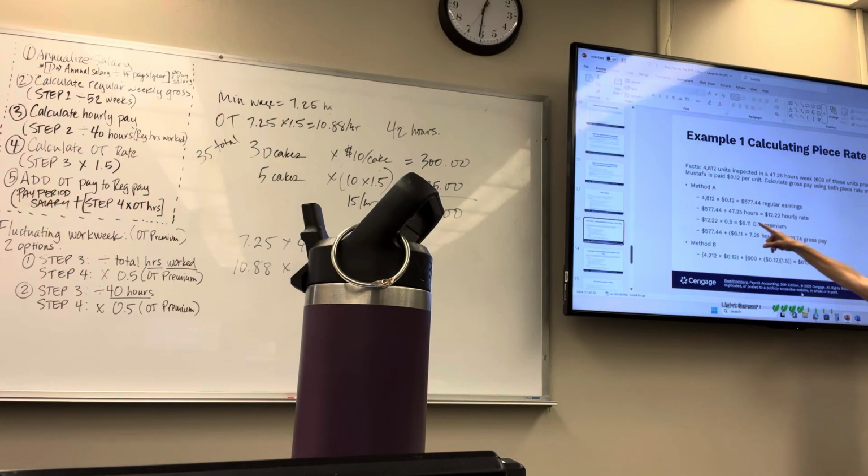If we divide that by the number of hours that he worked, 47.25, he's getting paid a rate of $12.22 per hour, and then we add a premium on top of that for those 7.25 hours he worked in overtime. So $12.22 multiplied by 0.5 is $6.11 per hour overtime premium, at 7.25 hours. Add those two together, so his gross pay using the first method, where we're converting it to an hourly rate, is $621.74.